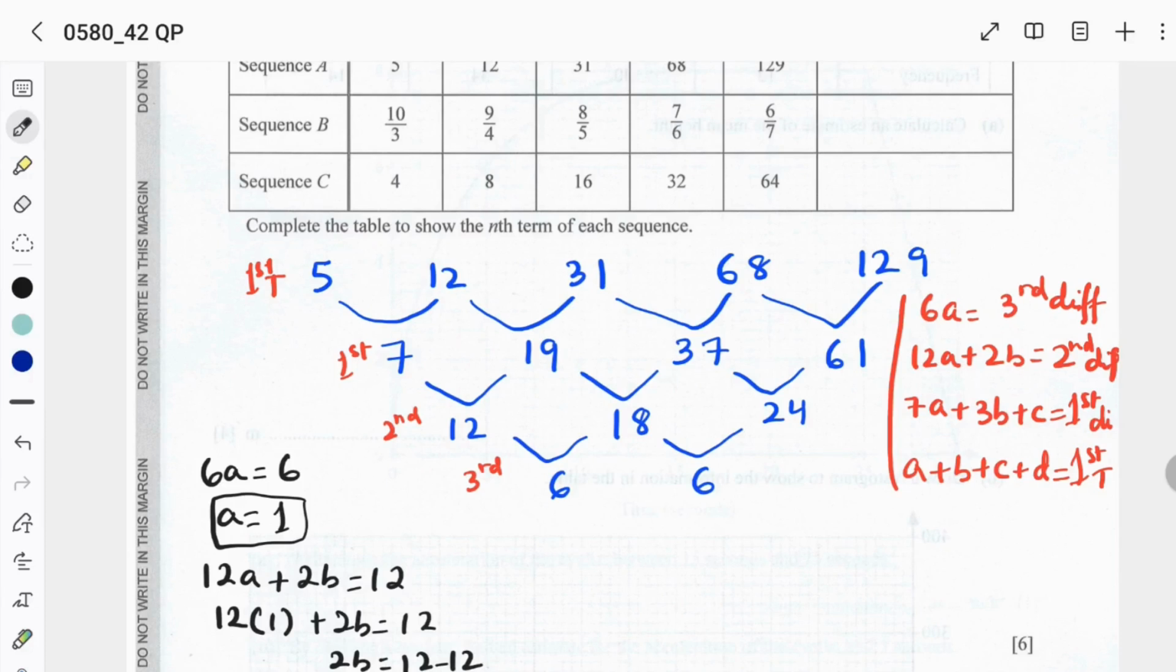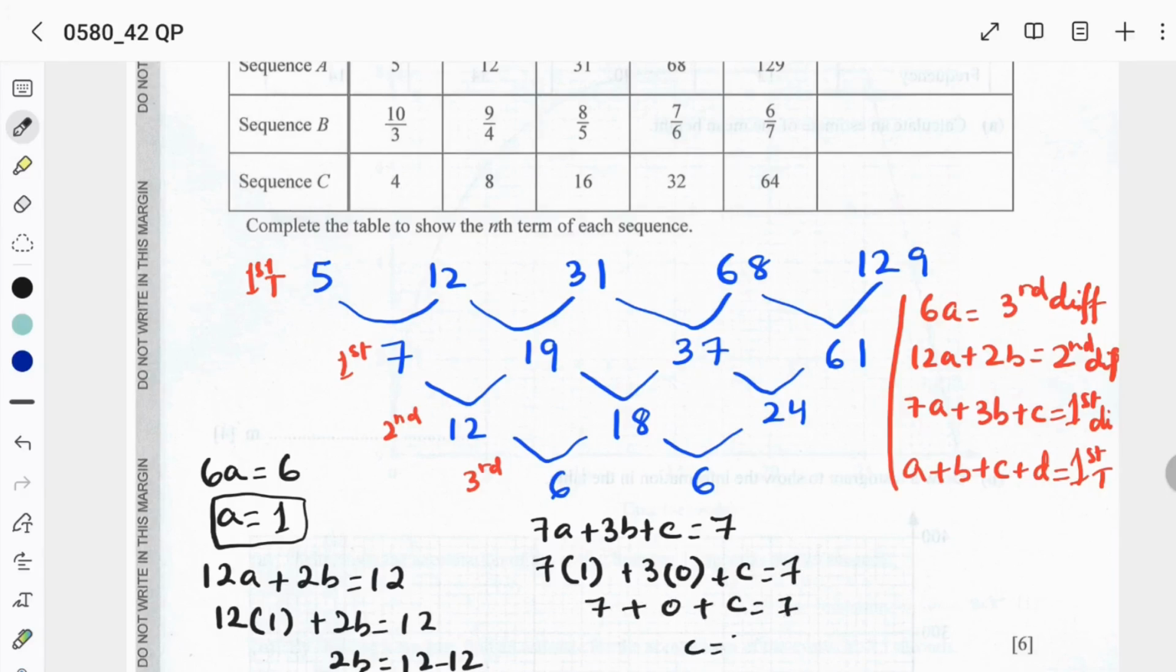You found b. Okay. Now we go to the third formula, which is 7a plus 3b plus c is the first difference. So that is equal to 7. 7 times 1 plus 3b plus c. Oh sorry, b was 0. So 7 plus 0 plus c equals 7. Then 7 minus 7 is equal to 0, so c is 0.